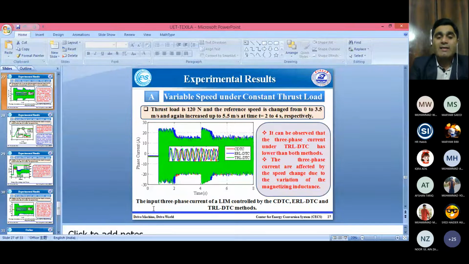Here again we can see that the input current under the TRL DTC, or sliding mode control, is better than the PI controller. It can be observed very easily. You observe that the three phase current under sliding mode has a lower current than both of the other methods, PI and ERL.